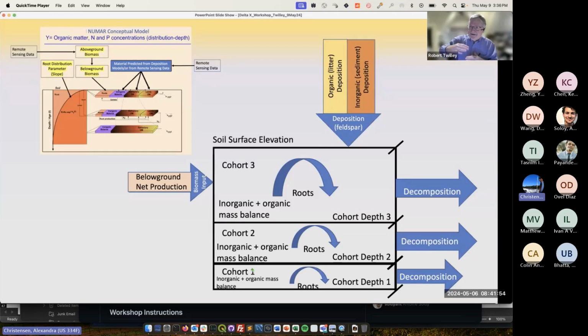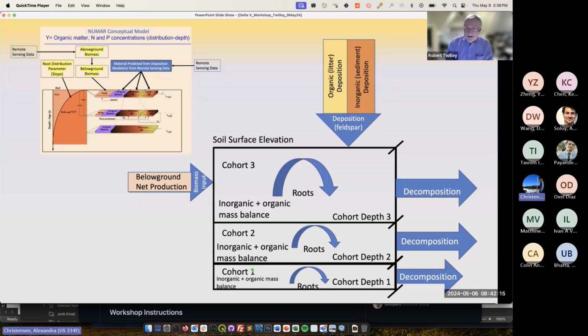And as you can see now, you're just building these cohorts on top of one another. And that's what's giving you the elevation change that we refer to as surface accretion over 100 years. And over 100 years you probably end up with a stack of several of these cohorts on top of one another.